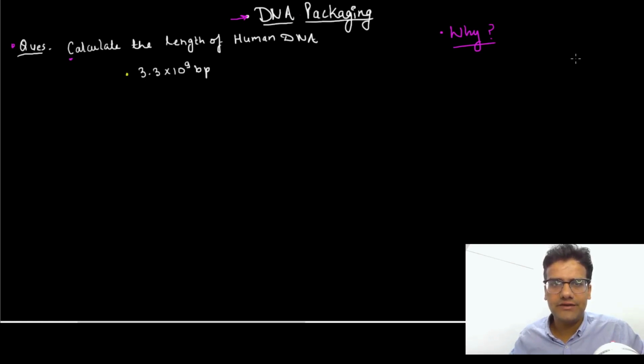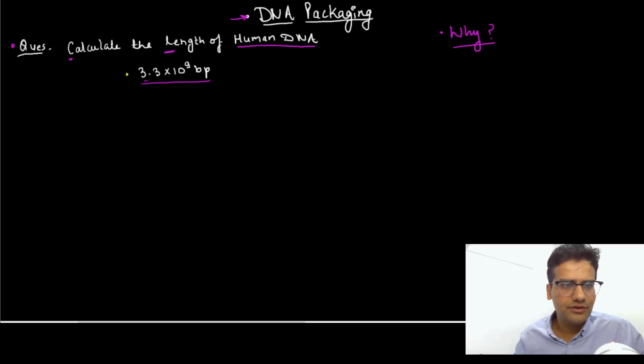Let's start answering this question. But before answering it, I have another question for you. You have to calculate the length of the human DNA if there are 3.3 × 10^9 base pairs in a human DNA. What will be the total length of the human DNA? Please stop the video and calculate the length of the human DNA on your own.